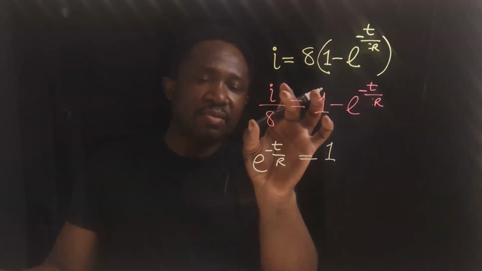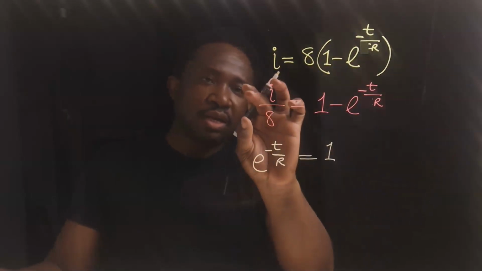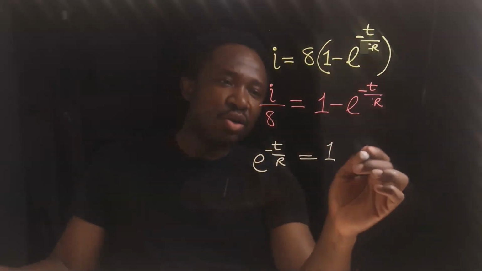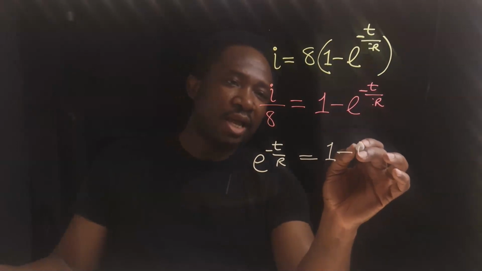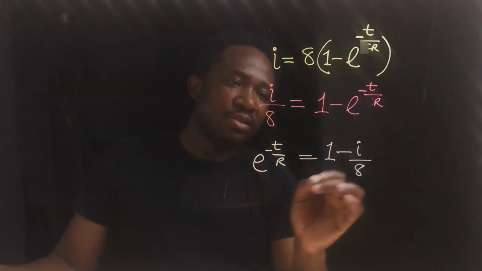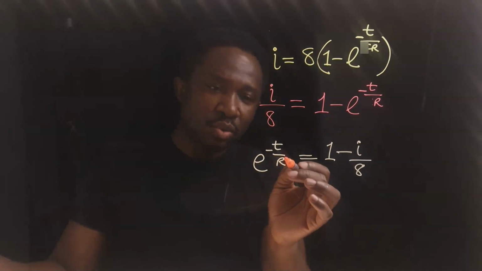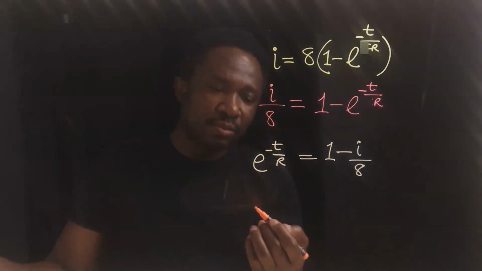I divided by 8 will move. It is a positive here. On the other side is going to be minus I over 8. Next, we want to make r the subject.